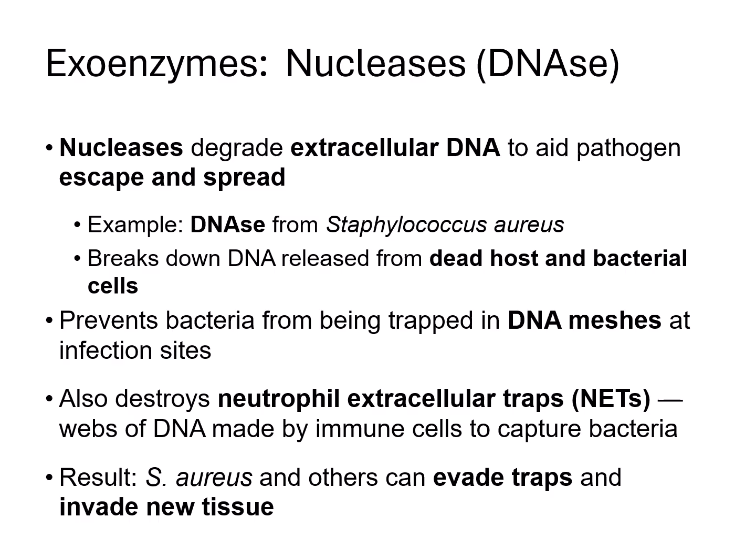Another type of exoenzyme is DNase, which is a type of nuclease, and DNase breaks down extracellular DNA around the infection site. When host or bacterial cells die, they release DNA, and that forms a sticky net trapping microbes. Staphylococcus aureus, however, can produce DNase, and that will degrade or break down that mesh or net, helping these bacteria escape and spread.